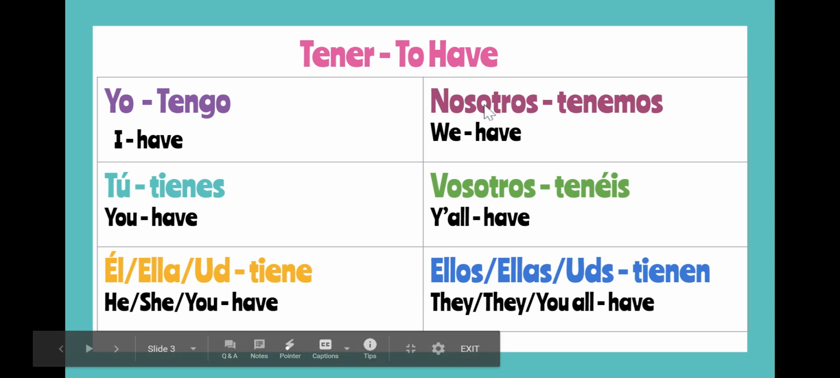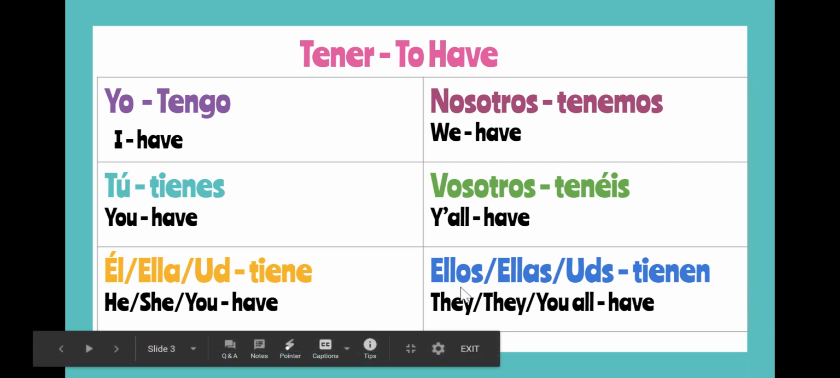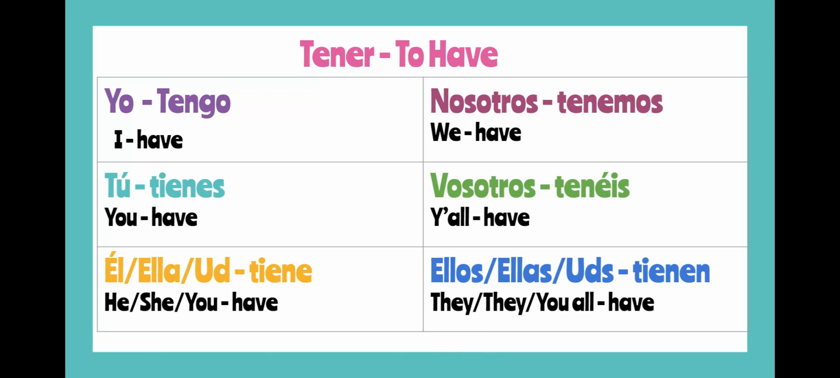For we have, we would say nosotros tenemos. Y'all have, vosotros tenéis. Remember, this version is only used in Spain. If I want to say they have, I could either say ellos or ellas, depending on who's in that group of they. Ellos or ellas tienen. And then for you all have, ustedes tienen. And that uds is the shortened form of ustedes.